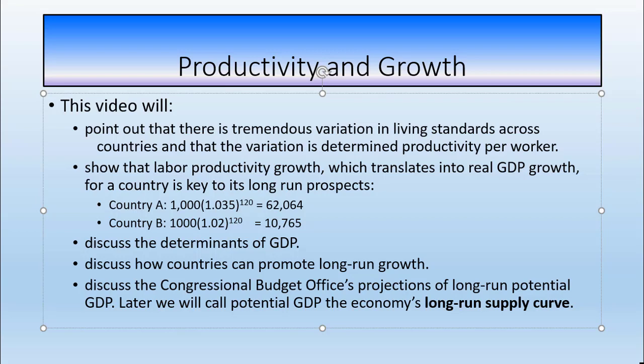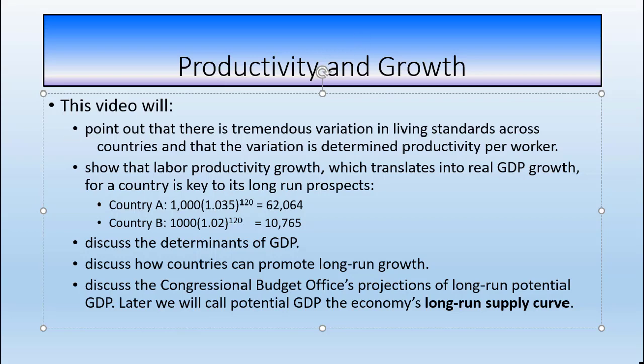And then at the end, we'll discuss the Congressional Budget Office's projections of long-run potential GDP. That'll become important because that's basically our long-run aggregate supply curve that we're going to look at in a later chapter. And it's an interesting benchmark to compare the economy to. So what I want to do now is move over and look at some graphs.